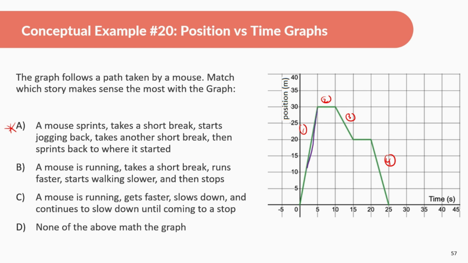Okay, looks like a very steep slope. So okay, takes a short break. Okay, yeah, takes a short break. Starts jogging back. Okay, very good. It's going from position 30 to position 20. So it's jogging back.